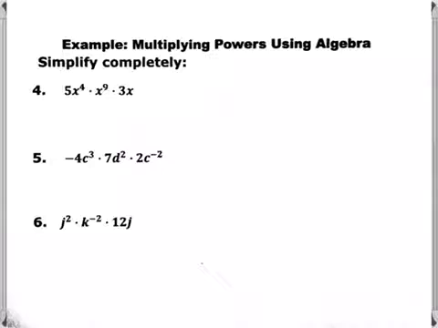Question 4, same idea. Multiply your coefficients. So that's going to be 5 times 3. And you add the exponents on your like-based items. So 4 plus 9 plus 1. Well, that's going to give us 15 x to the 14th power.